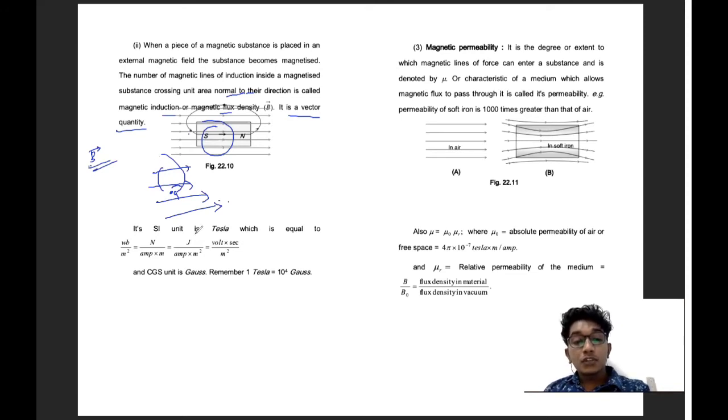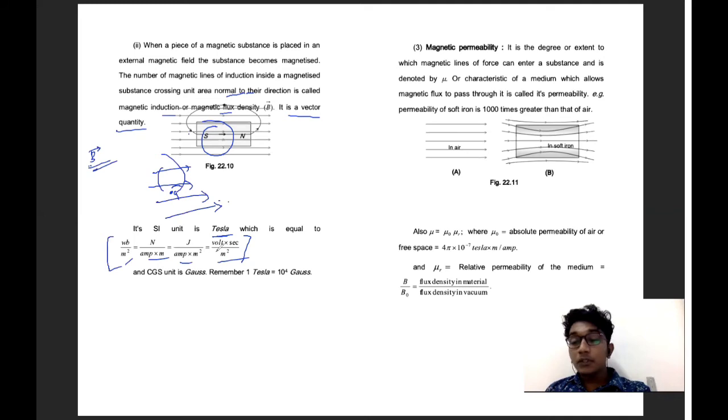The SI unit of magnetic flux density is Tesla, and it is equal to Weber per meter square, Newton per ampere meter, Joule per ampere meter square, volt second per meter square. This is a common previous year question: 1 Tesla is equal to what? Weber per meter square, Newton per ampere meter, Joule per ampere meter square, volt second per meter square.